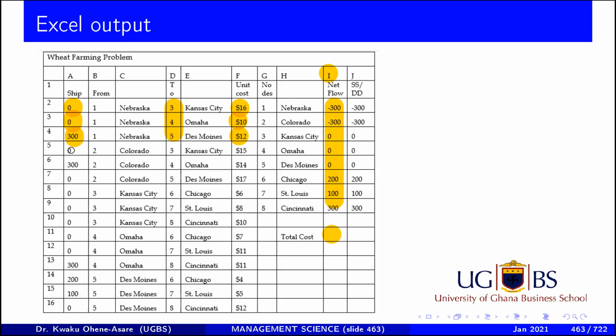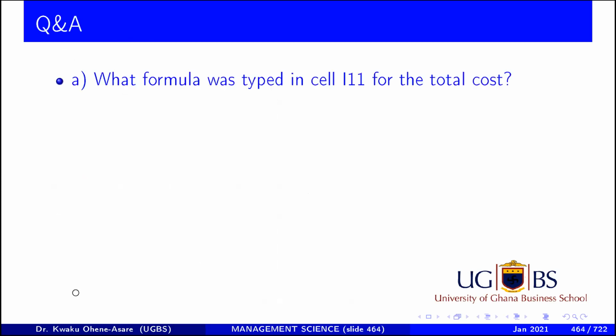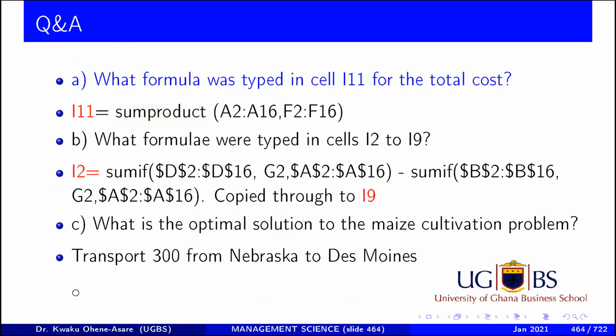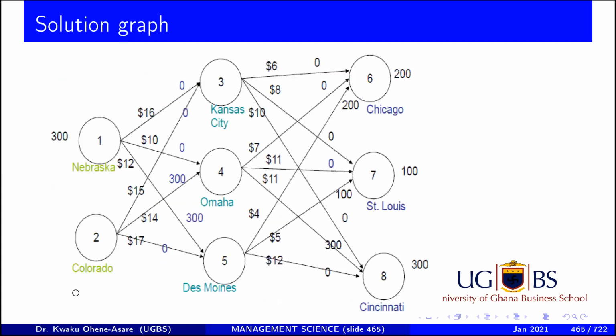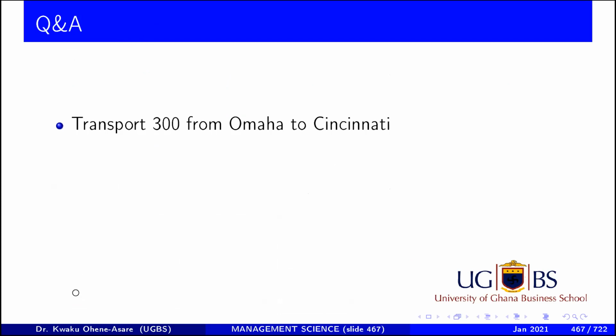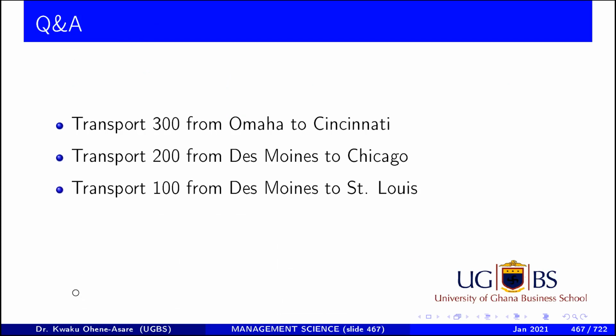It's just picking these values, the ones that have no zeros. If it's zero, you don't have to talk about it. If it's not a zero, that's when you do. So what I just said is here. Transfer 300 from Nebraska to Des Moines, transfer 300 from Colorado to Omaha, okay? And then you just talk about all of the rest. Okay. And then this is the rest.